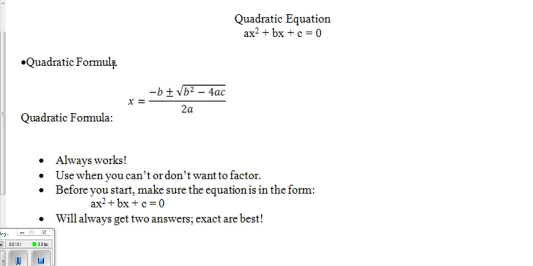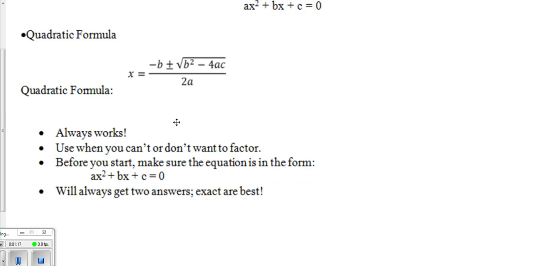Now when we use the quadratic formula, we just plug those numbers, a, b, and c, into this formula. X equals negative b plus or minus the square root of b squared minus 4ac, all of that divided by 2 times a. Now the thing with the quadratic formula, it always works. Factoring doesn't always work. It can be kind of hard to factor some of our quadratic equations, but the quadratic formula will work each and every time. You want to use this when you can't or you just don't want to factor.